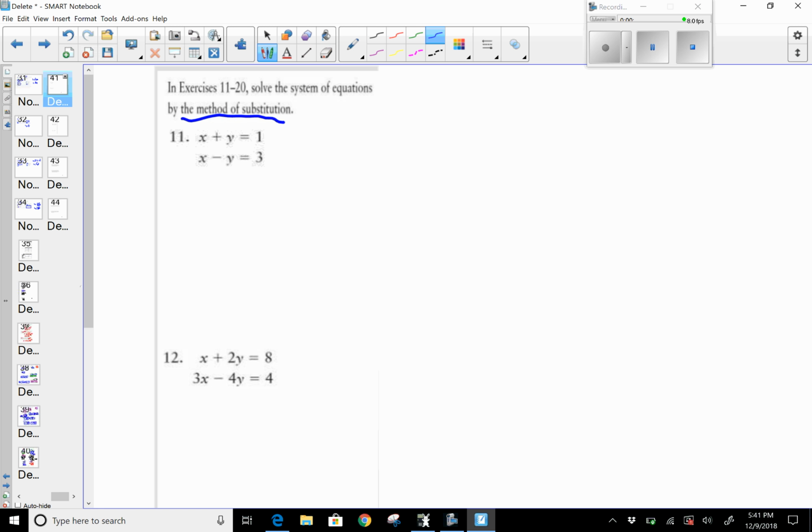So substitution means that we're going to get one of the variables by itself. I have x plus y is equal to 1. So traditionally people get the y by itself. Yeah, I'm just going to go ahead and get the x by itself just to show you. Minus x. So this cancels out, so I'm left with y is equal to 1 minus x. Okay, so wherever I see a y here, I'm going to plug in 1 minus x. So I'm going to plug this in.